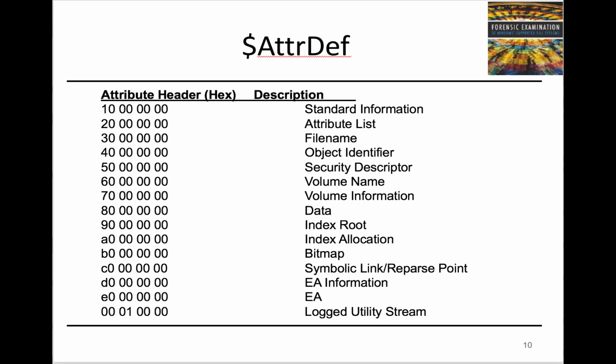And this is the listing. So we have what are called the standard information attribute, attribute list, file name, object identifier, security descriptor, volume name, volume information, data, index root, and so forth. We'll be spending a lot of time on a few of these, including the standard information, the file name, and the data attribute. Those are going to be ones that we're going to look at a lot. Some of the other ones we'll review a little bit, but not to the same depth.